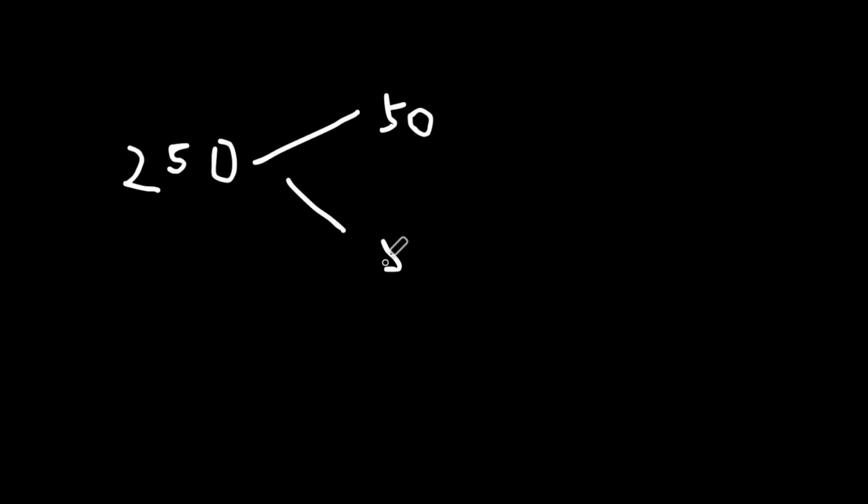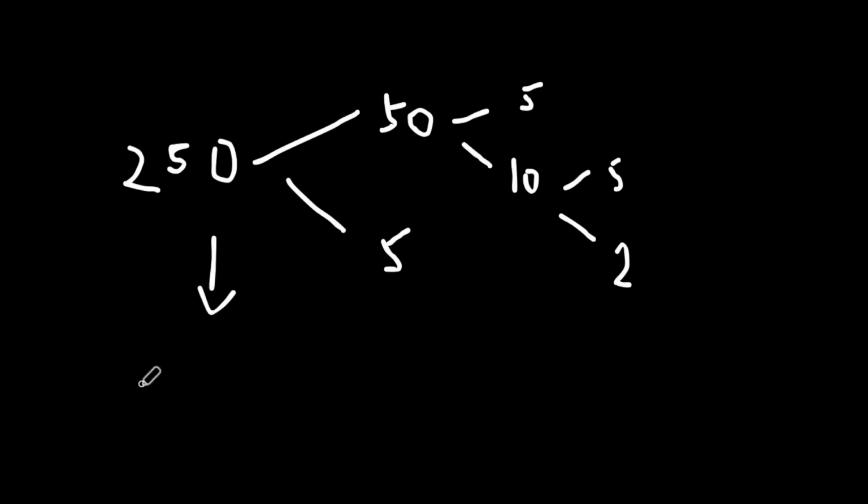Let's do a difficult one, 250. Let's say 50 times 5. So 5 is a prime factor, so no more. 5 and 10, no more there. 5 and 2. So this is really 2 multiplied by 5 to the power of 3. That's all. That's really how your prime factorization is done, and this is your factor tree.